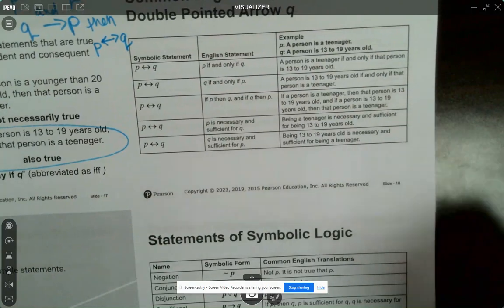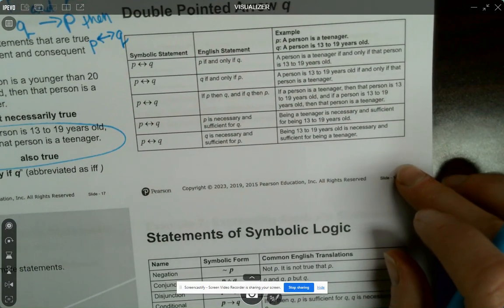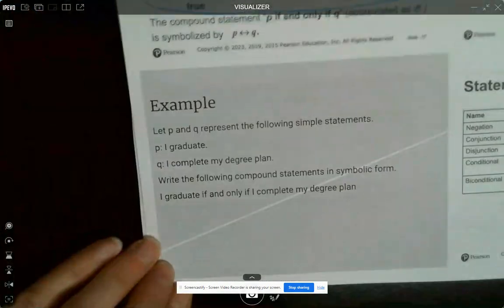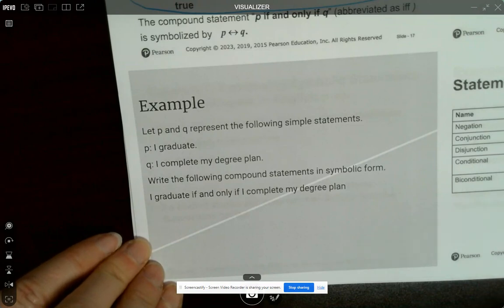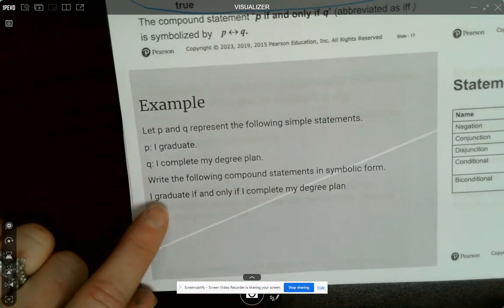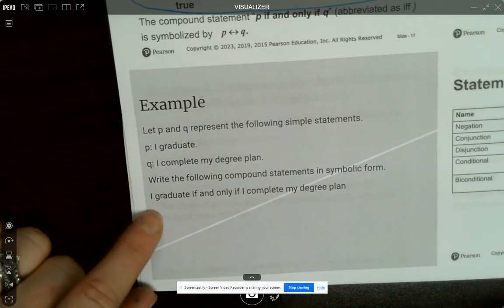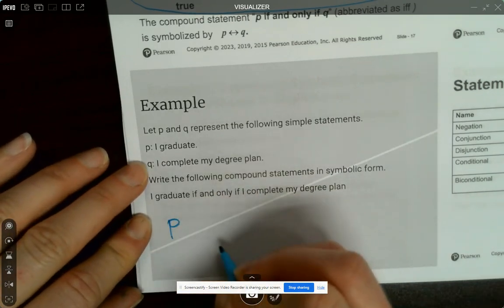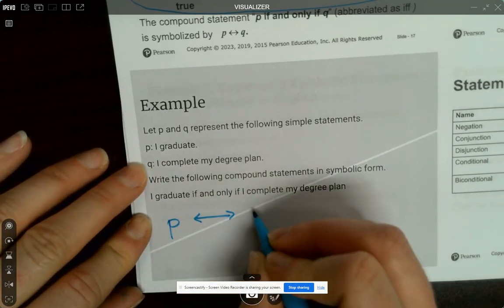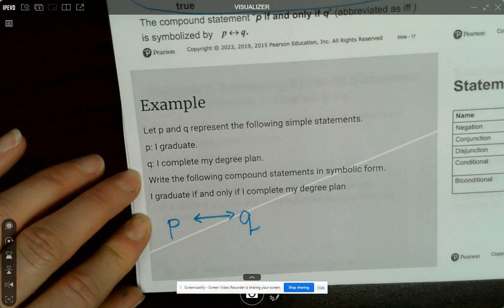Here are other ways to write the biconditional statement. Let's look back at that example, but let's write this as if and only if. So I graduate if and only if I complete my degree plan.